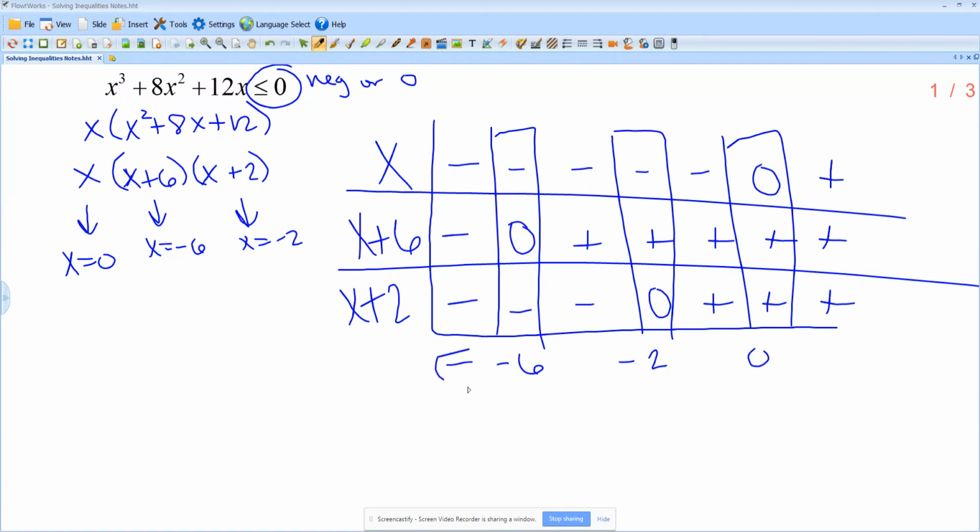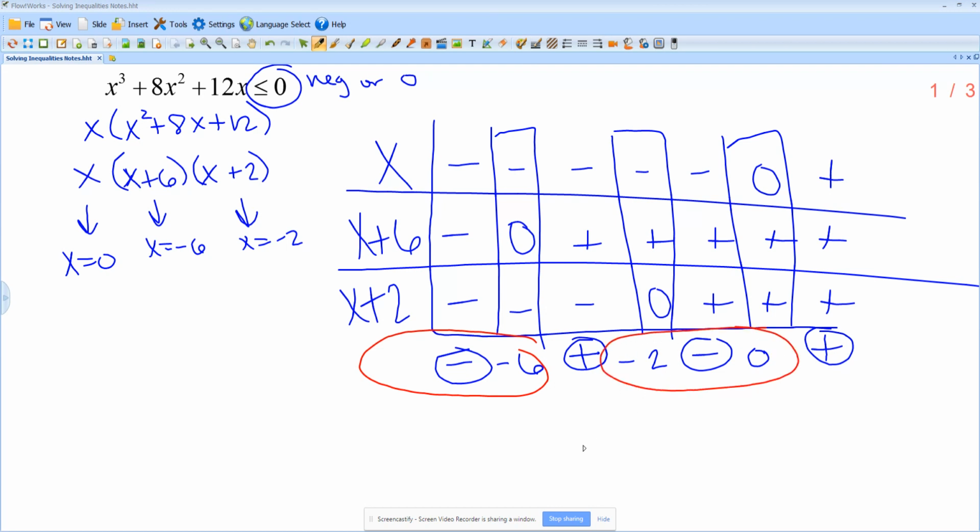Three negatives gives me a negative. 2 negatives and a positive gives me a positive. 2 positives and a negative gives me a negative. 3 positives gives me a positive. What I'm looking for is negative or 0. So here I have negative.